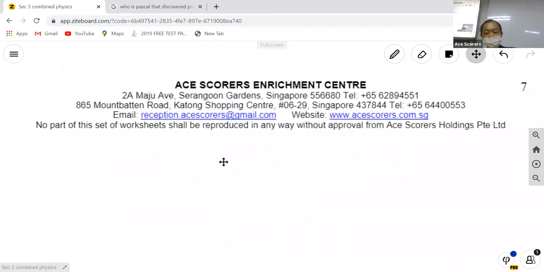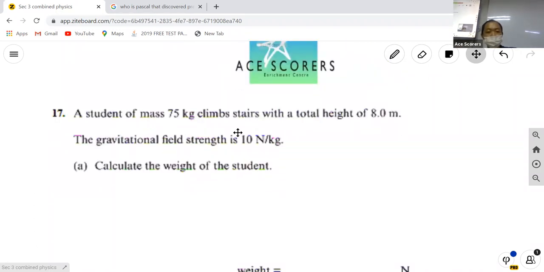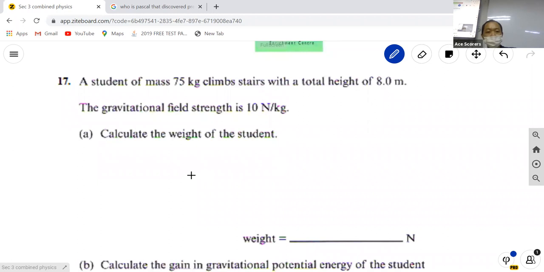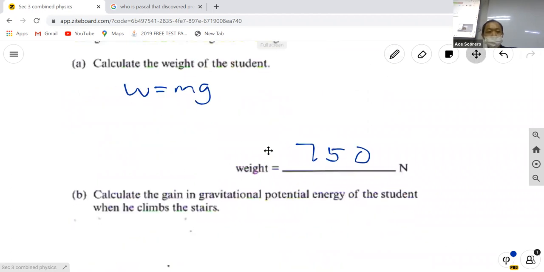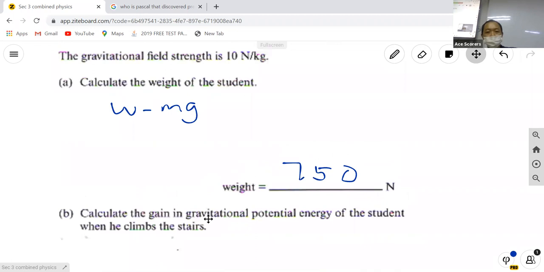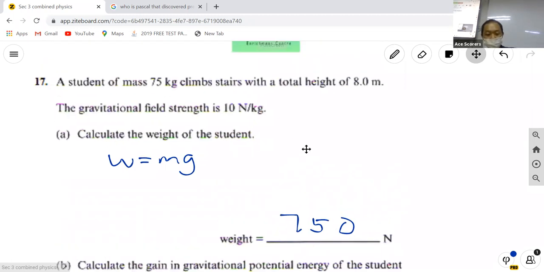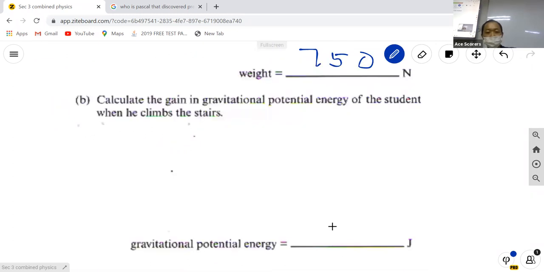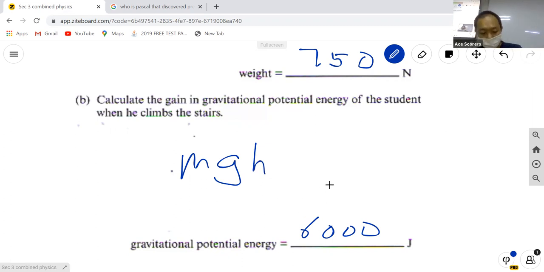Oh, another one already. Last one for them. So a certain mass of 5 kg climbs stairs of a height of 8, g is 10. What's the weight? Yeah, W equals mg, right? So you see formula works very well. Calculate the gain in GPE. So formula is MGH, 6,000 joules. Finish already. Okay, so it's all about formula.